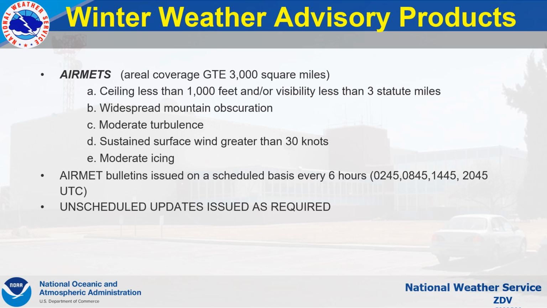And sort of the next step down from SIGMETs are our AIRMETs, and those are issued as more advisory products. Ceilings of less than 1,000 feet and/or visibility less than 3 statute miles. Widespread mountain obscuration, moderate turbulence, sustained surface winds greater than 30 knots, or moderate icing. That is an important distinction there.